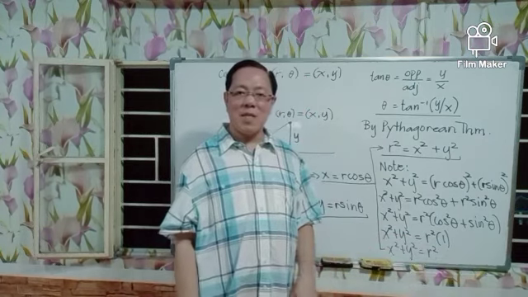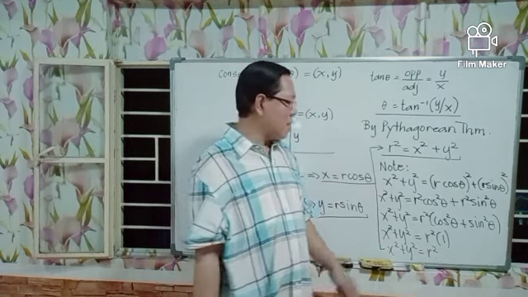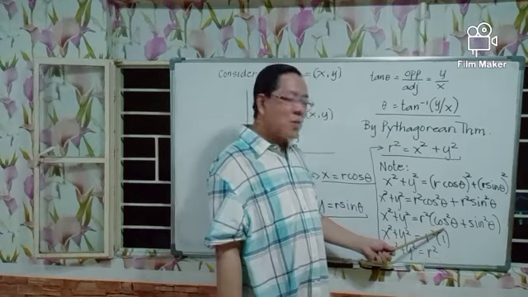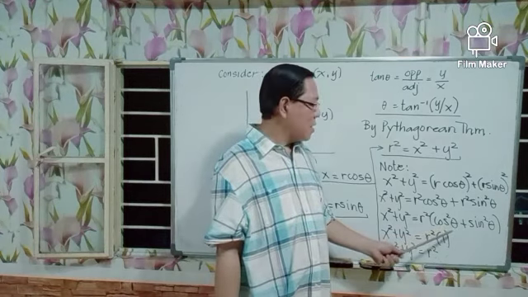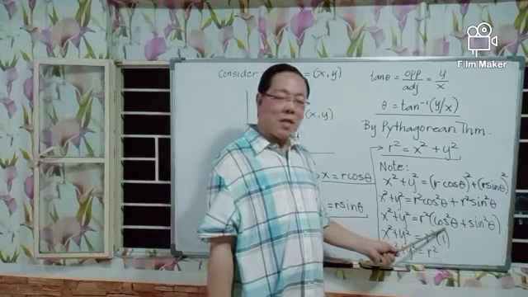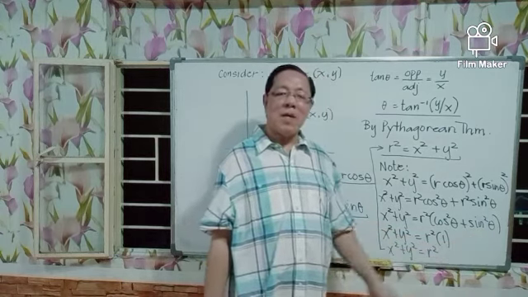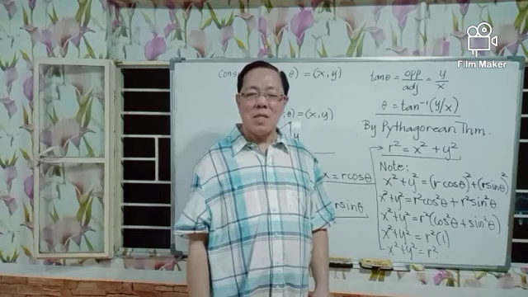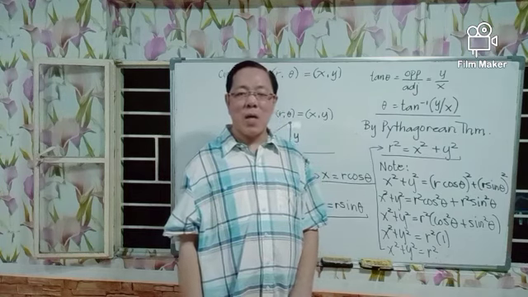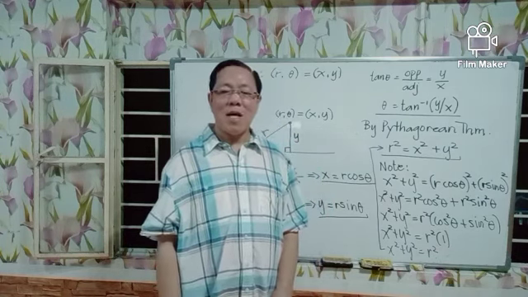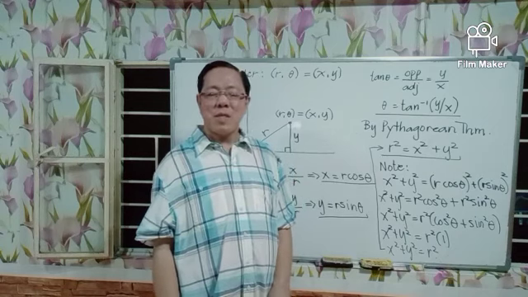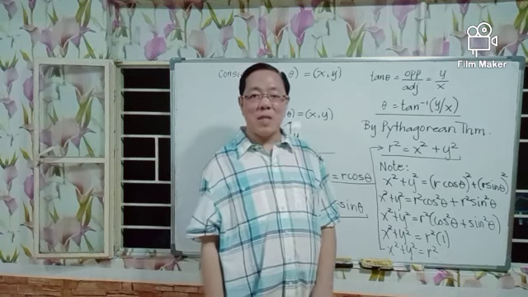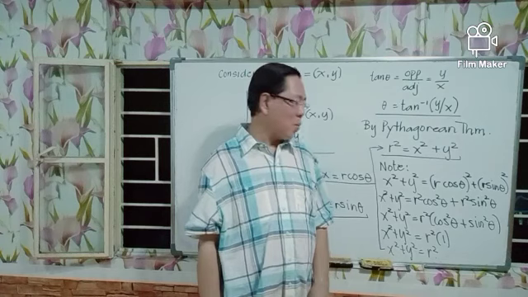But from your course in plane trigonometry, the sum of the square of cosine theta and the square of sine theta is equal to 1, and that is one of the three Pythagorean identities. One of the Pythagorean identities says that the sum of the square of sine plus the square of cosine is equal to 1.